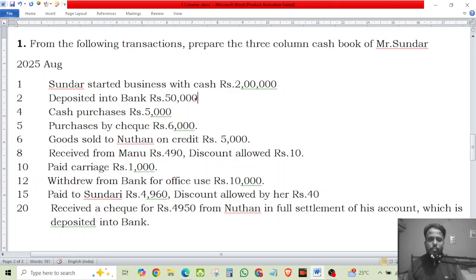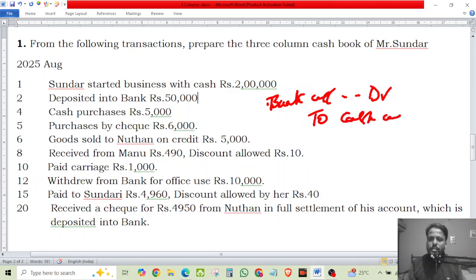The journal entry for this is very simple. I'll write the journal entry first. Later we can understand this through the 3-column cash book. So the journal entry for depositing into bank is, who is the receiver here? Bank account. So bank is the receiver, bank account debtor to cash account. The same thing you need to pass in the 3-column cash book.